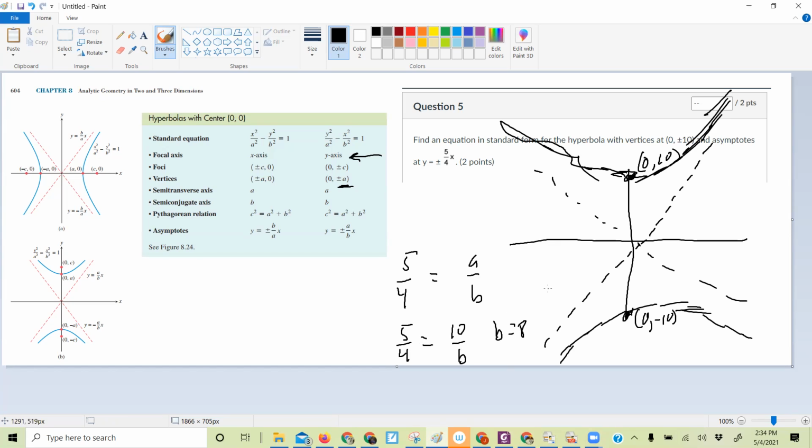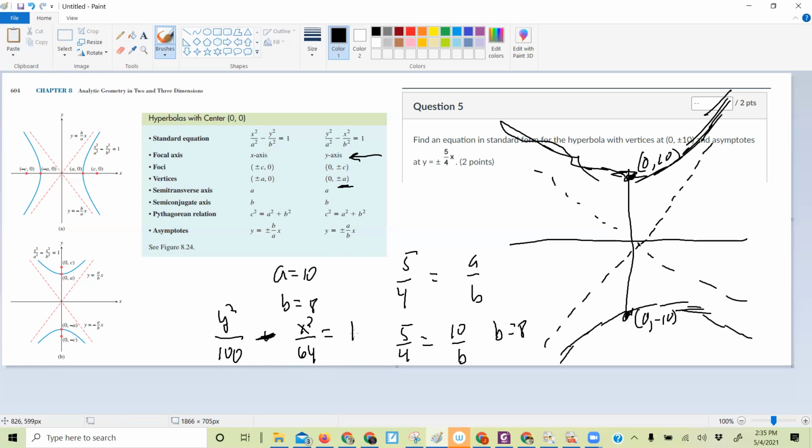And now to write the equation, what else do we need to do? Well, let's see. We know a is 10, and we know b equals 8. So we'll do y squared over 100 minus x squared over 64, because we're squaring it, right? That's what it says to do, equals 1.